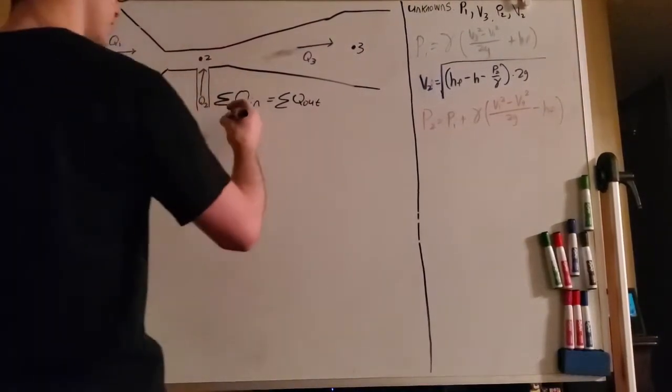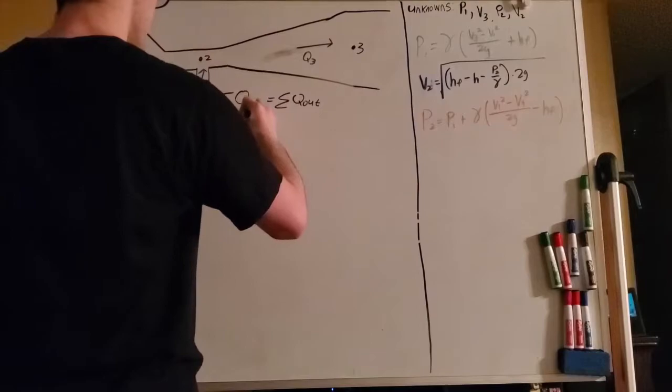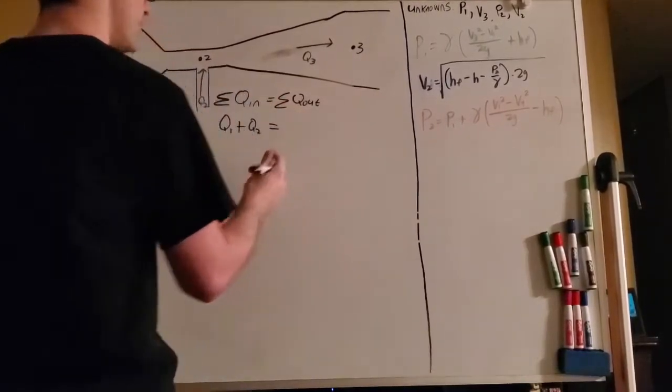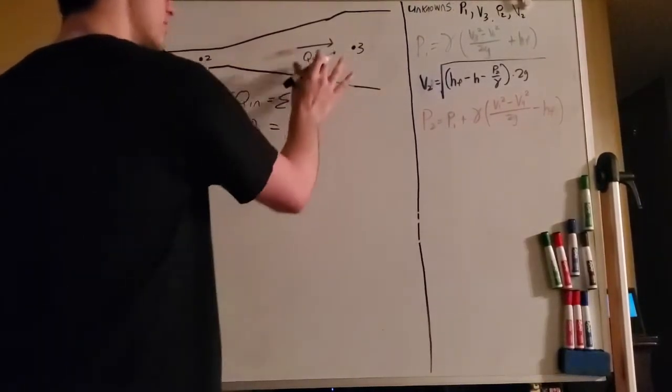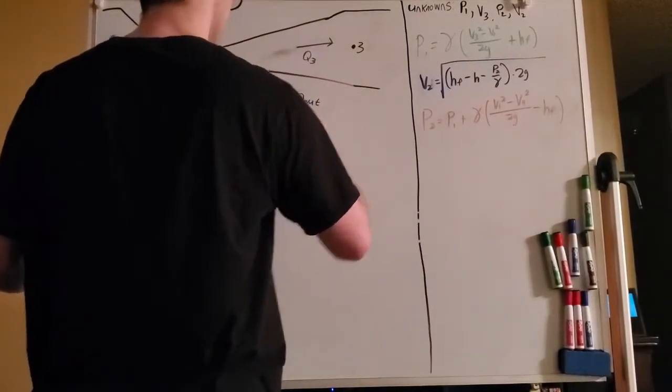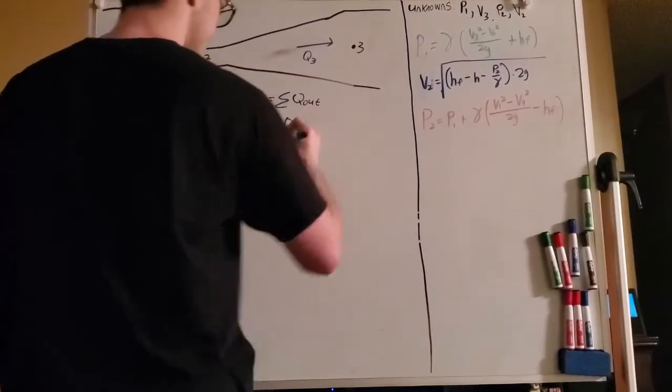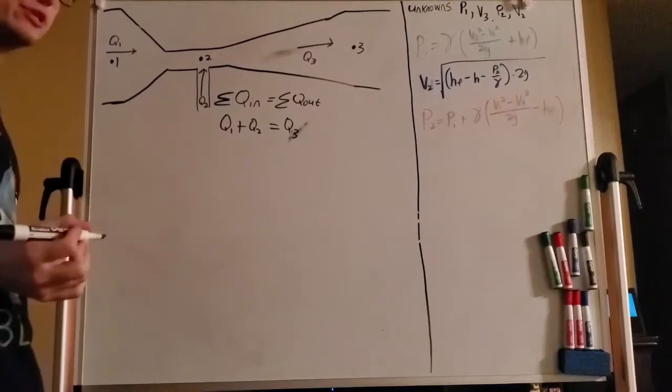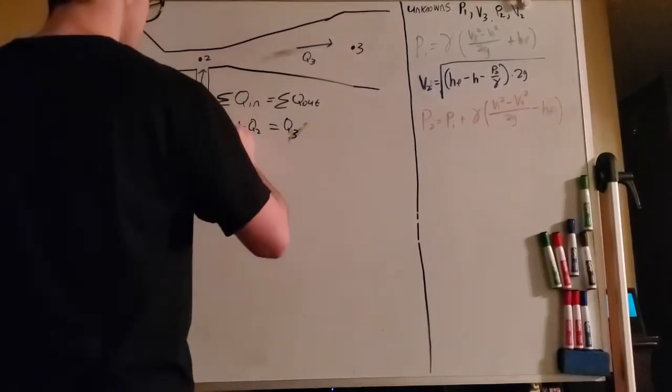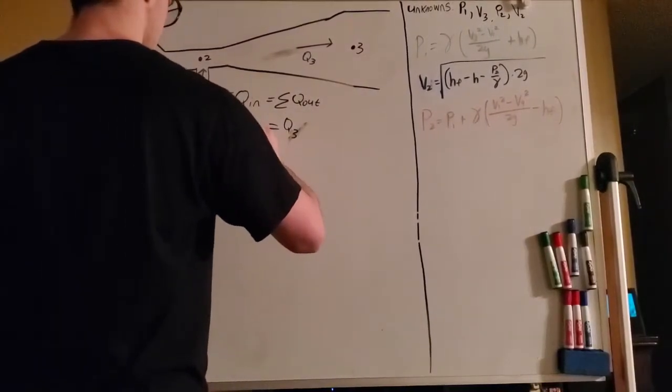coming in and Q2 coming in. So Qin is going to be Q1 plus Q2. And then the only flow rate we have going out is going to be Q3. So Q1 plus Q2 equals Q3. Okay, and then we can reuse the continuity equation and rewrite this in terms of its areas and velocities.